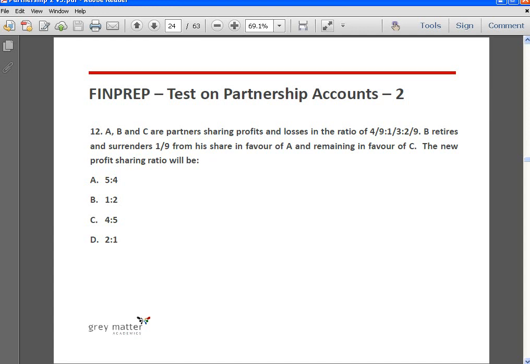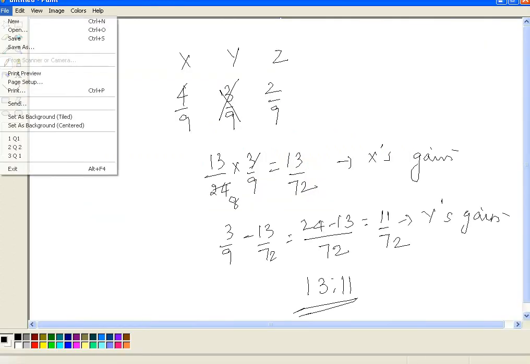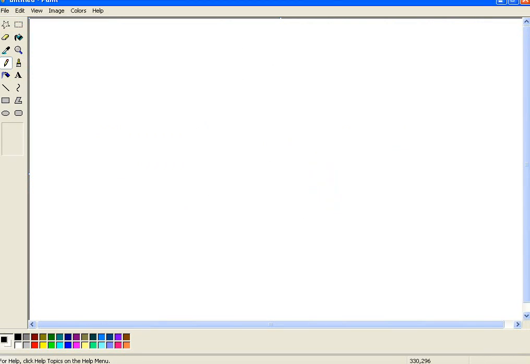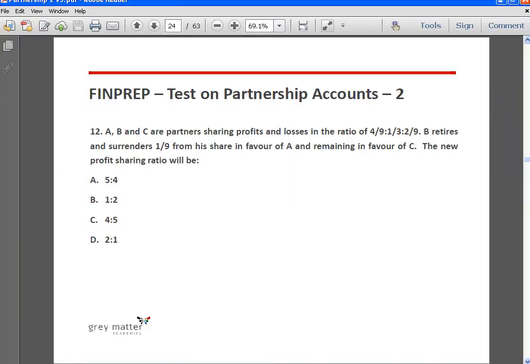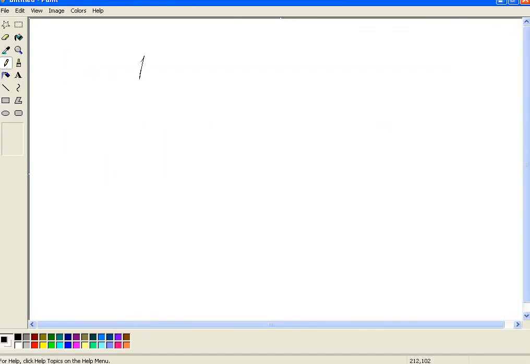A, B, C are partners sharing profits and losses in the ratio of 4 by 9 is to 1 by 3 is to 2 by 9. B retires and surrenders 1 by 9 from his share in favor of A and the remaining in favor of C. What is the new profit sharing ratio? So here you have to be very careful with the wordings. It says 1 by 9 from his share. It doesn't say 1 by 9 of his share. It says 1 by 9 from his share. So what does this mean?